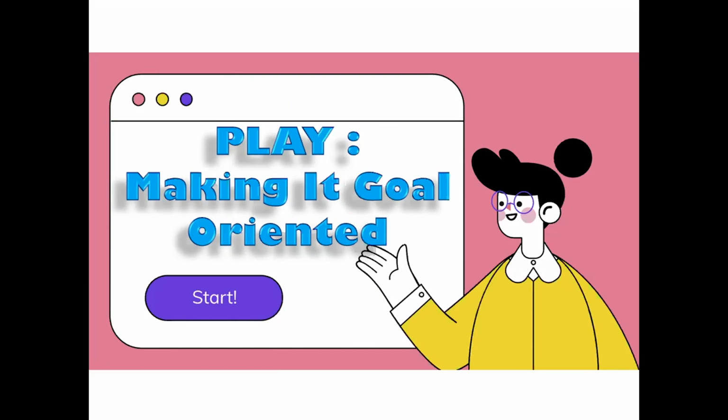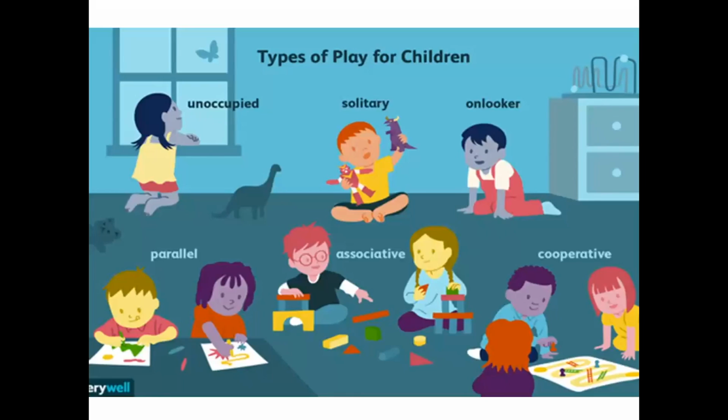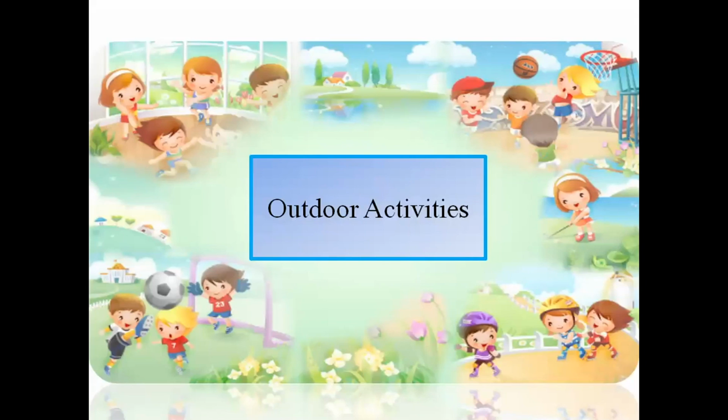So let's get started today, looking into playtime, making it goal-oriented, and how to plan the activities that follow. We all know that children do different types of play. They can play parallelly, they will associate with each other, they will cooperate with one another and play together. When it comes to outdoor activities, they get great opportunities. They get enriched speech and language stimulation through interactions, and their experience and exposure are improved likewise.